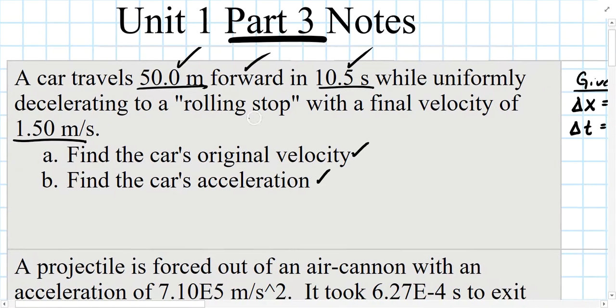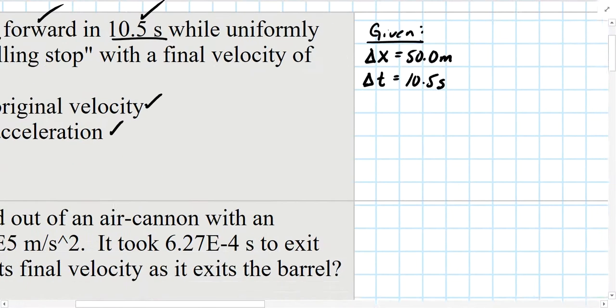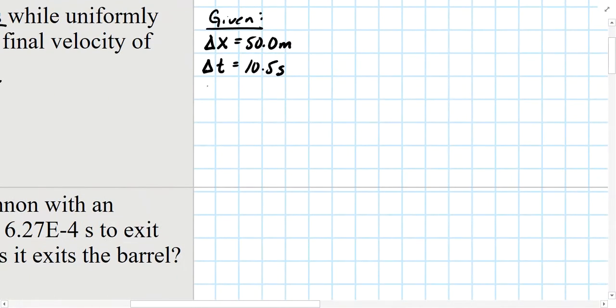The final velocity is 1.5 meters per second. So I'm going to mark this as velocity final, 1.5 meters per second, and it was 1.50. So for those of us that are concerned about significant figures, it looks like all three of these have 3 significant figures.